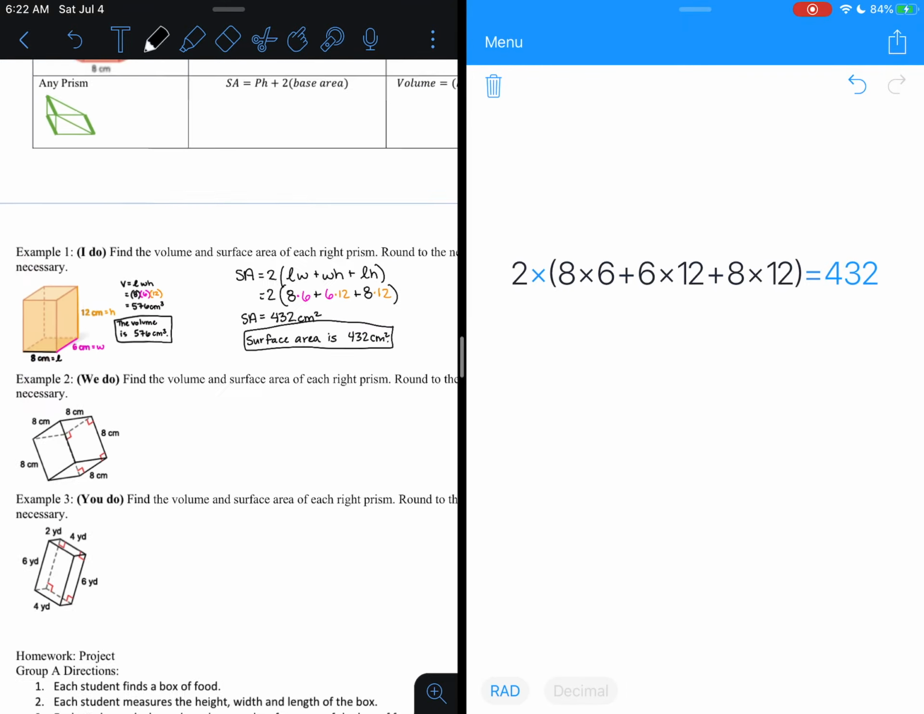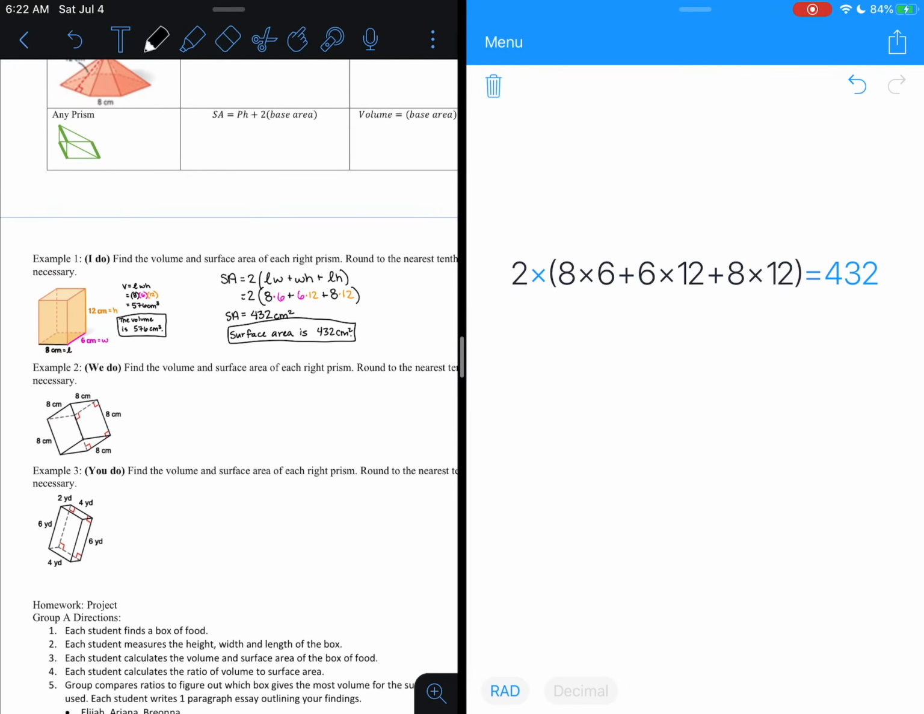Okay, now we're going to try the next example together. This is a we do example. And so what I'm going to have you do is just pause this video or just take a second to find the volume and surface area of this problem. And so you can refer back to the last problem that we did if you need to look at that. And I'm just going to give you a second now to try it. And then in just a second, I'll go over how we do this problem. Okay, so hopefully you had time or you paused this video and you tried this example.